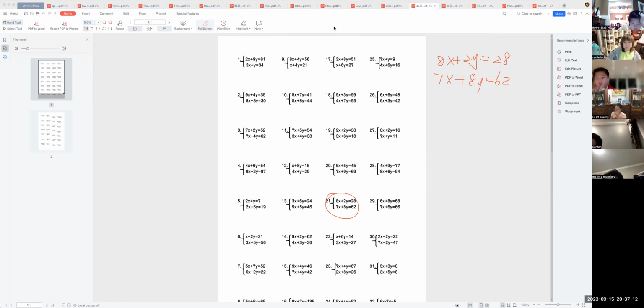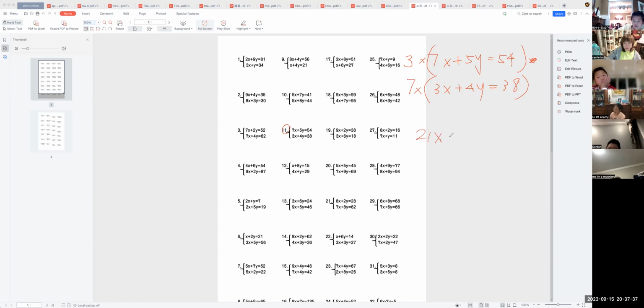Yeah, number 11. Okay, everybody, please take a look at number 11. 7x plus 5y equals 54, and 3x plus 4y equals 38. Both of them cannot be eliminated or simplified. So if we want to get rid of x, we need to times 3, both left side and right side. And the bottom one, we need to times 7. So we get 21x plus 15y equals 162, and 21x plus 28y equals 266.